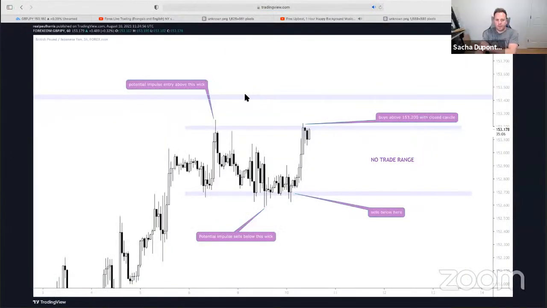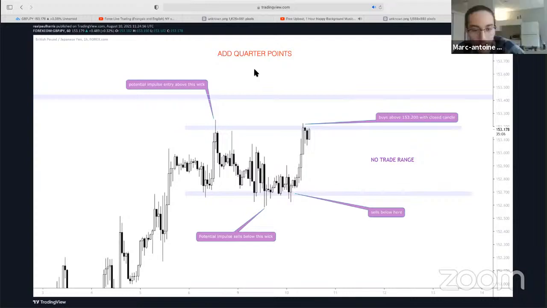Here we go. So first chart from Paul. Let's take a look at this. This is GJ 1 hour. Potential impulse entry above this week. Okay, nice. Potential impulse sells below this week. Why this one? Because it's the lowest one. Sells below here. Okay, no trade range. Buys above 153.200. Yeah, that makes sense. That makes sense, man. Add quarter points. That's my only comment. Yep, you're right.